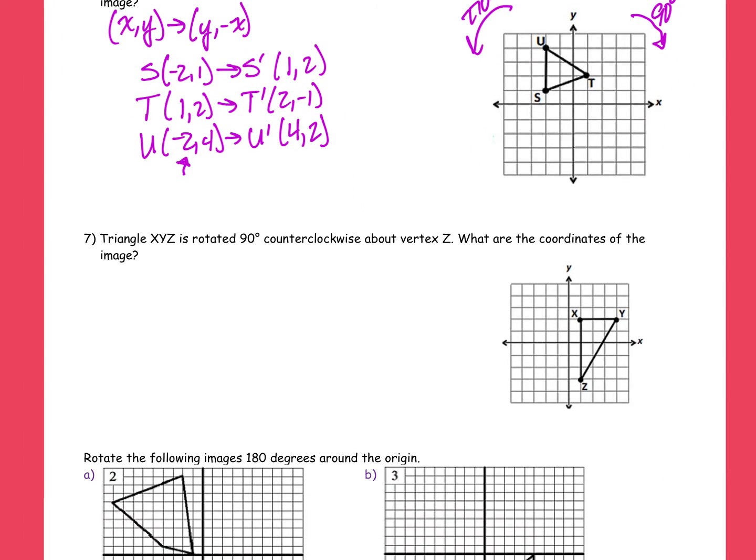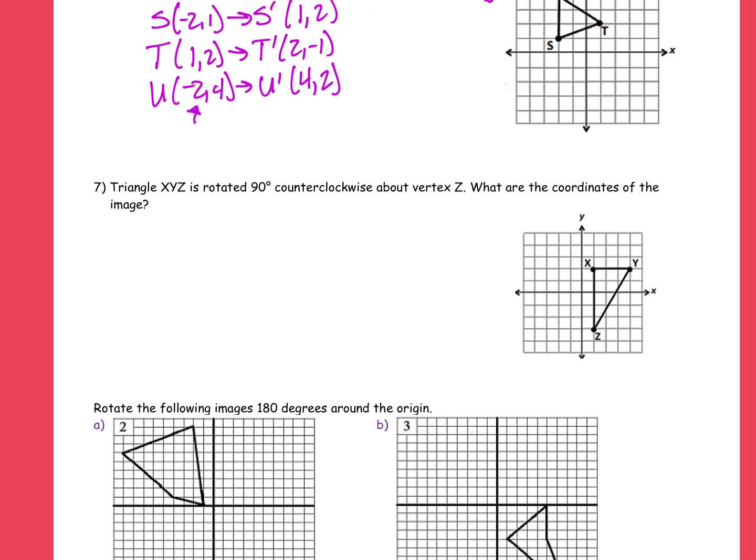Okay, so this one is a little different because they want you to rotate it 90 degrees counterclockwise. But not around the origin this time. We're going to go around point Z. There's my point of rotation. So I want to rotate it 90 degrees around that point. Can someone tell me where you think X is going to end up? Remember, it has to form a 90-degree angle.